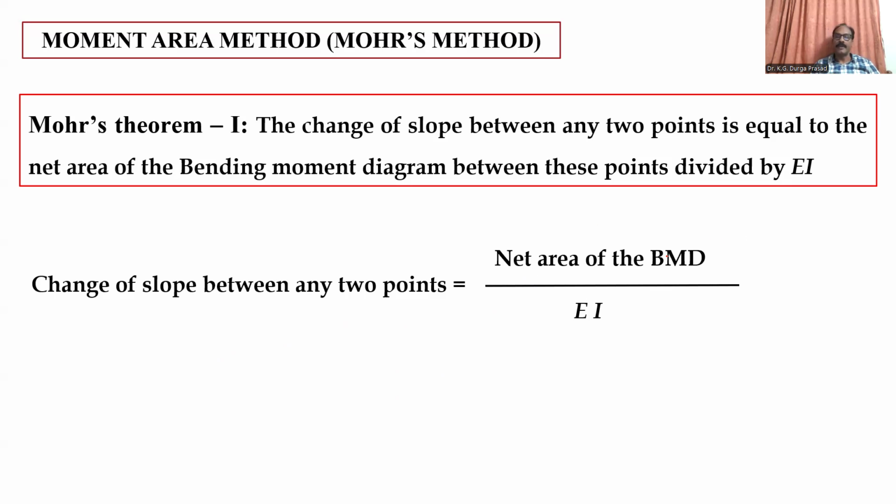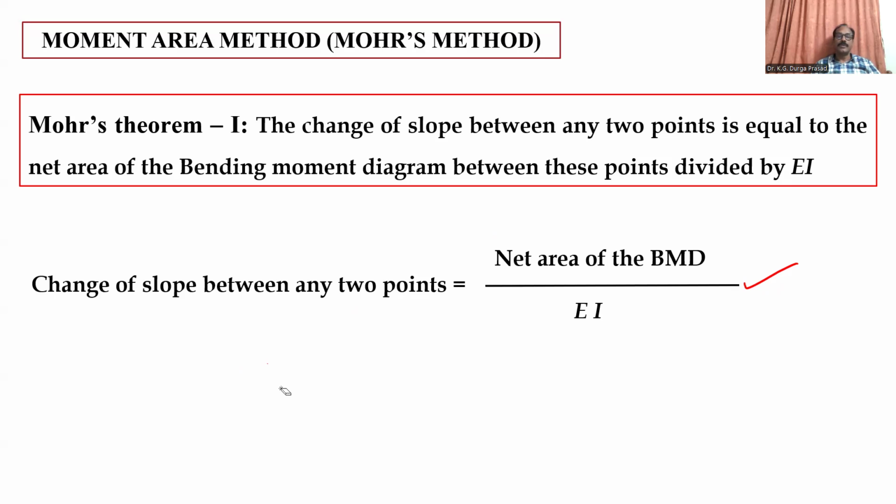It is very, very important. Once you draw the bending moment diagram, find the area, and divide that area by EI. EI is the flexural rigidity, the product of Young's modulus and moment of inertia with respect to the neutral axis. With the help of this equation you can find the slope. Slope directly? No, you can find the change of slope. Now, how to find the slope at the required point? I will tell you.